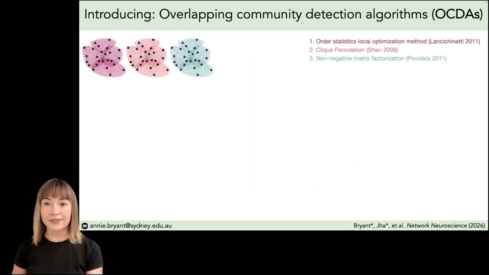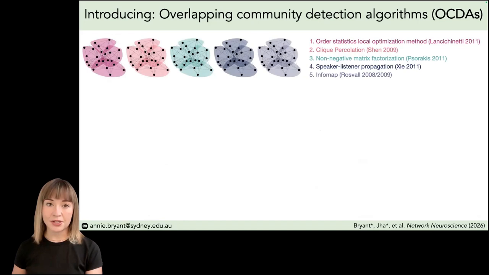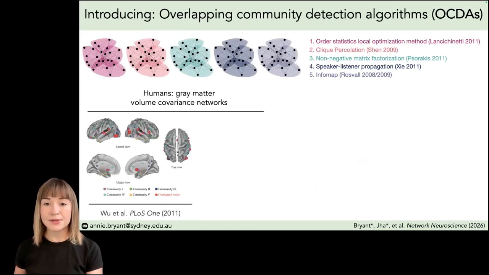Recognizing this pressing need for algorithms that can flexibly capture the overlapping architecture in the brain, there's a growing repertoire of overlapping community detection algorithms, or OCDAs, at our disposal. To date, most applications of these methods have been to the functional connectome, with only a few studies looking at overlapping architecture in the brain structure.